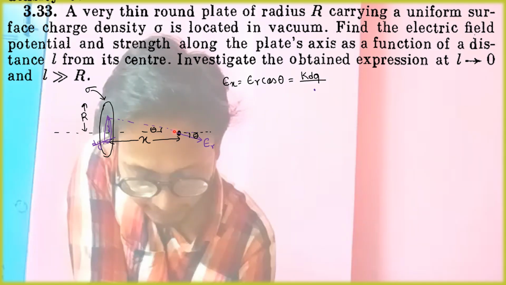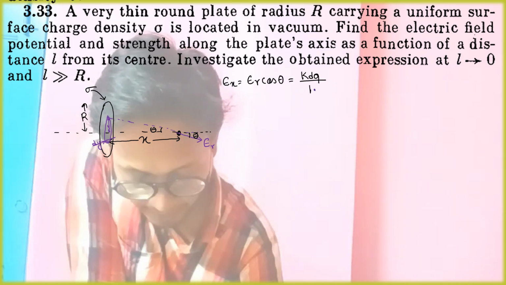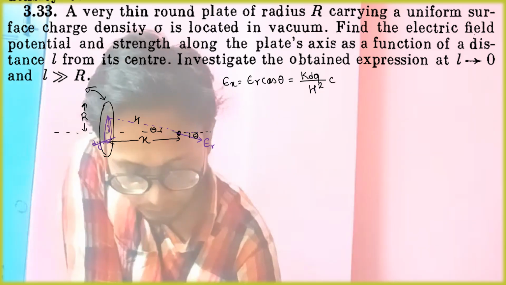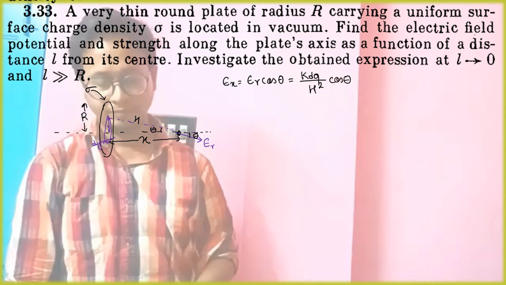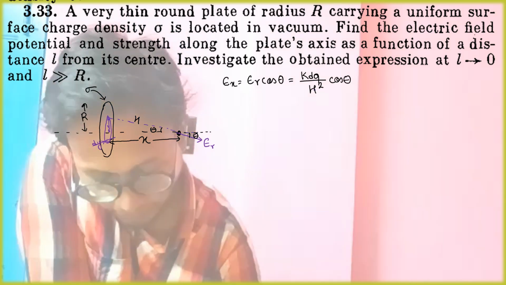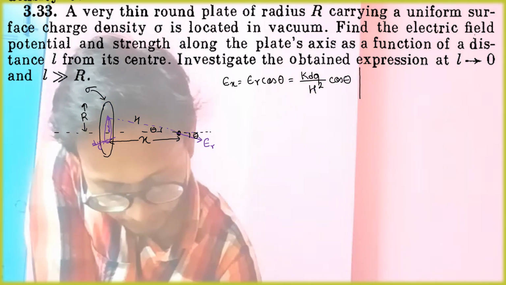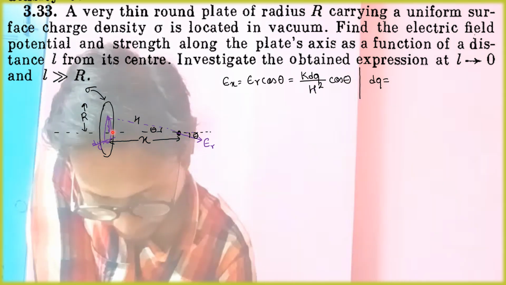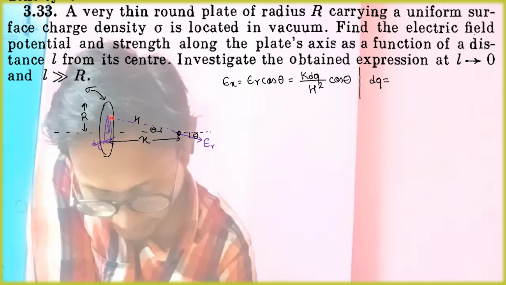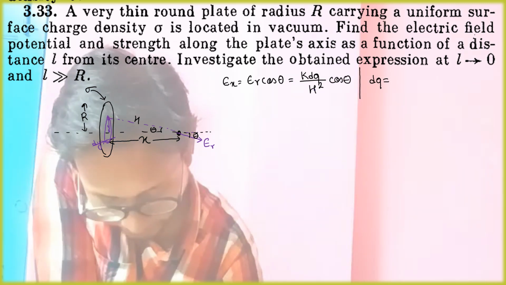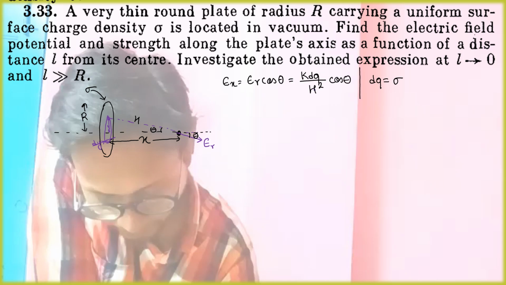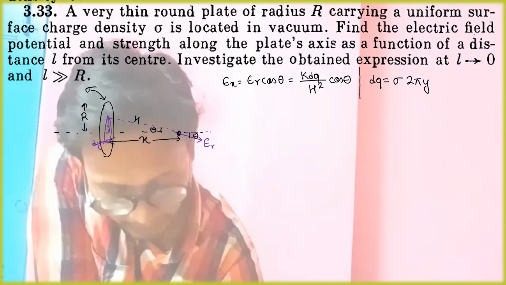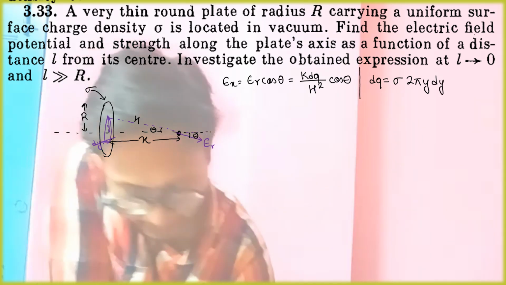Let this variable be h. Anyways, I have to convert this h into x and theta. Okay, h square into cos theta, isn't it? So before converting h, what is the value of dq? Dq is nothing but charge on the ring. And charge on this ring is nothing but charge density into area of the ring. So charge density into what is the area of the ring? Perimeter of the ring into thickness. Perimeter of the ring is 2 pi y and thickness is dy, isn't it?